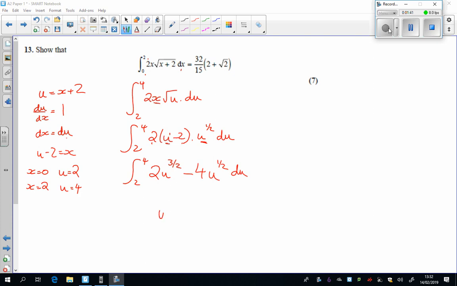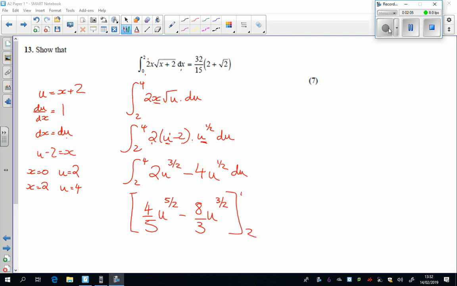The power goes up by 1. We divide by the new power. There was already a 2 there, so 2 times by 2 over 5 is 4/5 there. Here I've got u to the 3 over 2, and 4 times 2 makes 8 over 3. There's that bit there. We've now integrated.